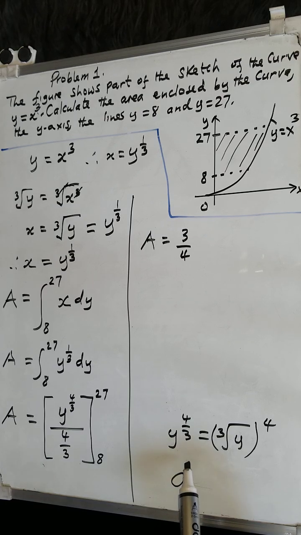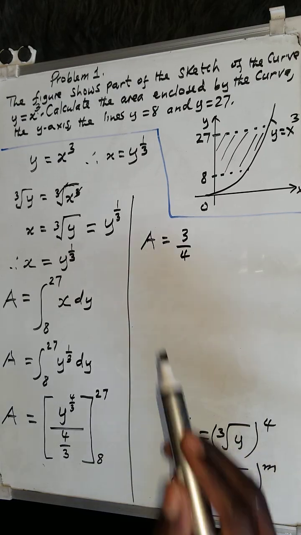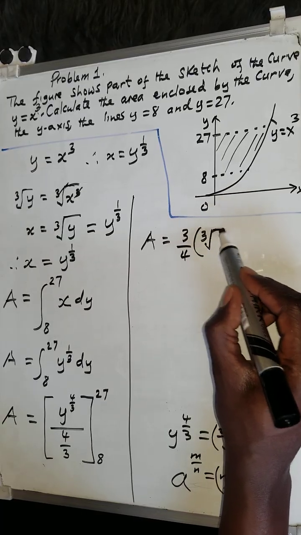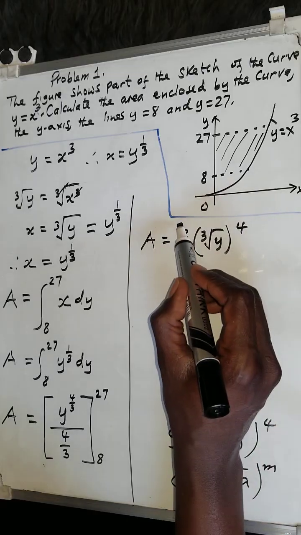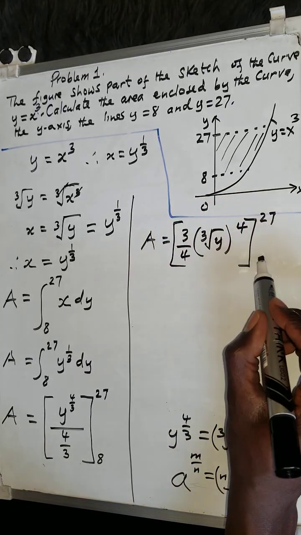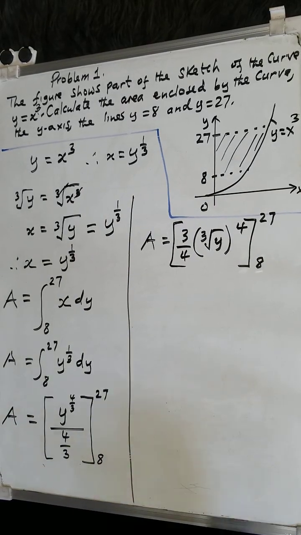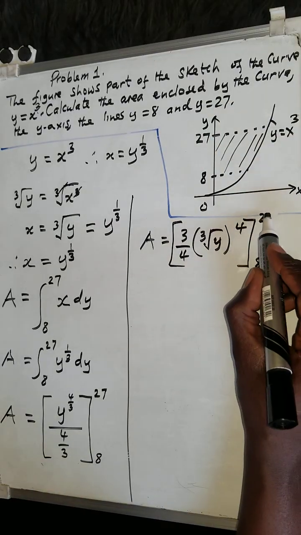According to the laws of indices, if you have a raised to m/n, that becomes the n-th root of a, then whatever you have raised to the power m. So this is the concept I'm using. So therefore, it is going to be the cube root of y, raised to the power 4. So this is what I'm having, and that is going to be 27 and 8. I've just tried to simplify it. Like we said, under calculus, you're going to be using a lot of these laws of indices.